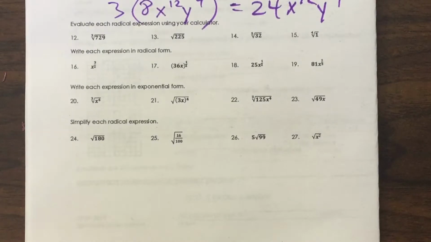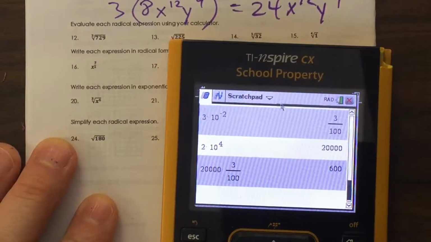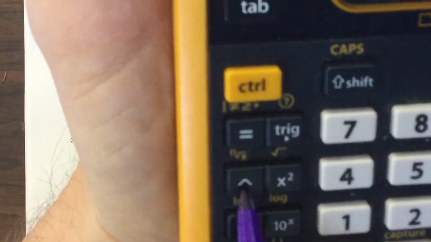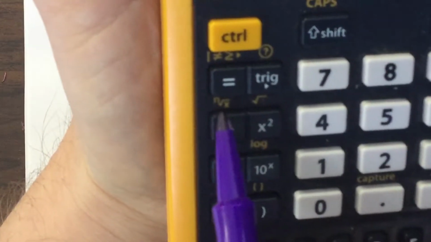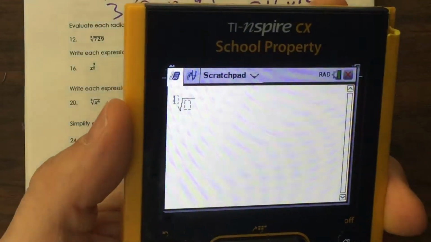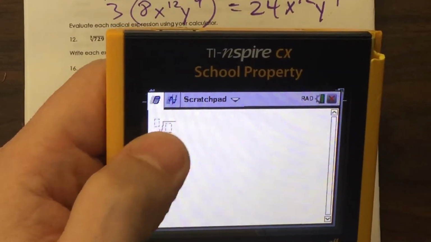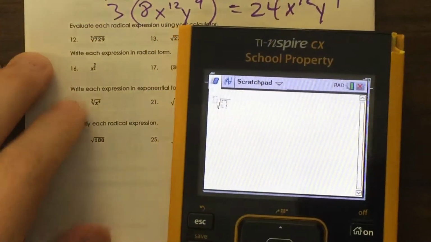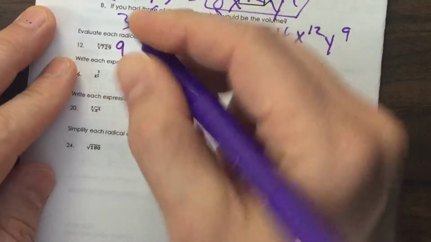So number 12 is cube root of 729. Let's type in cube root of 729. The root button, like I mentioned on a previous video, it's the caret top key, but you push control first. You see the little N and then the little radical X. I'm going to do control caret top, and this is what I get on the screen. So I can put whatever number I need for the root, and then I put whatever number inside. So cube root of 729, enter. The answer is 9.